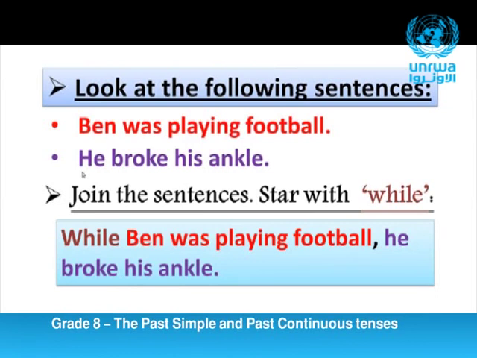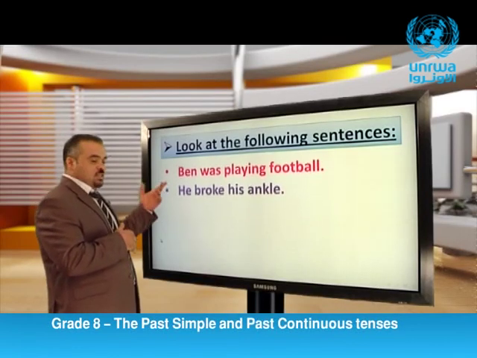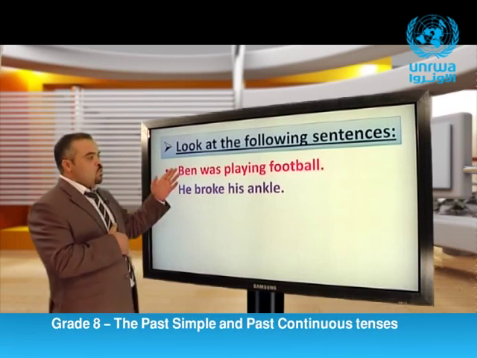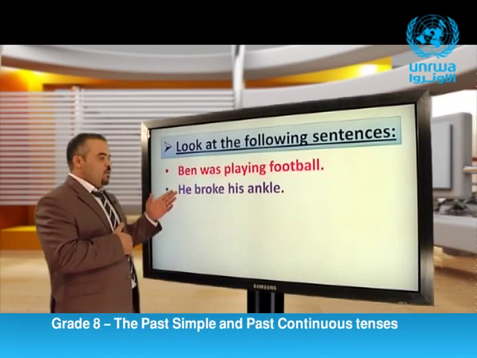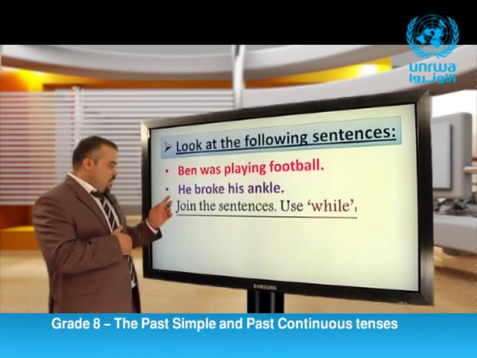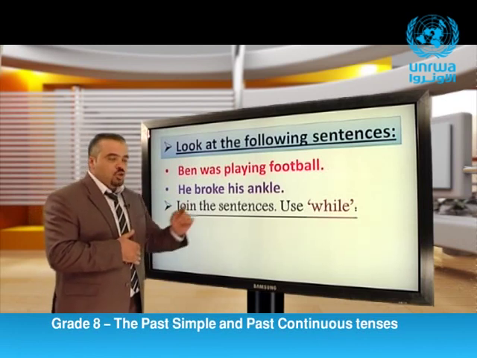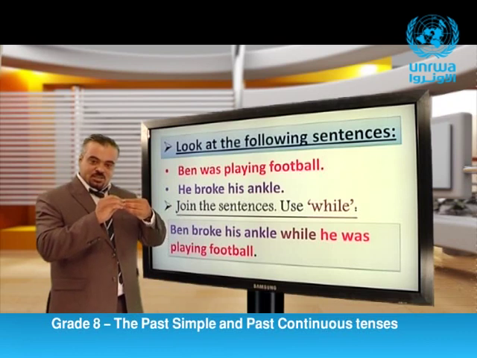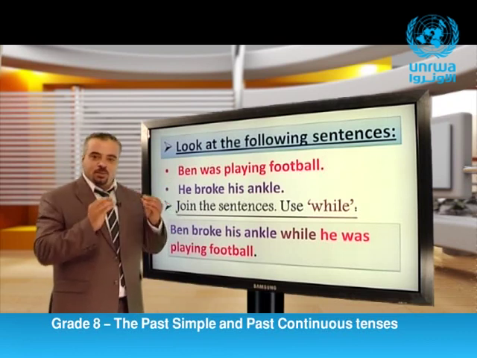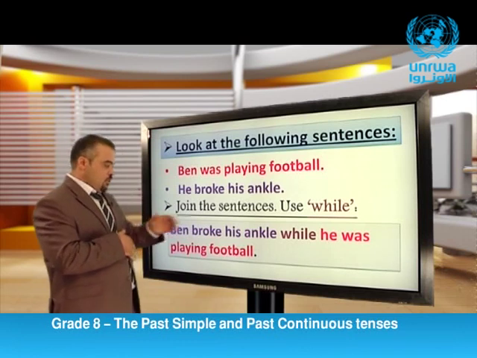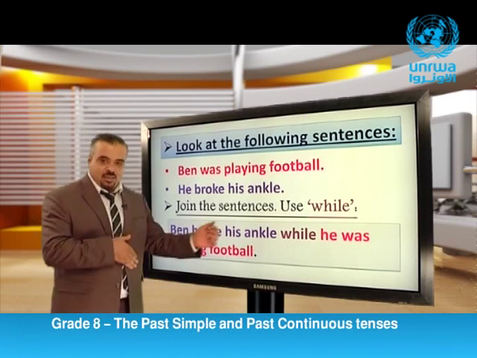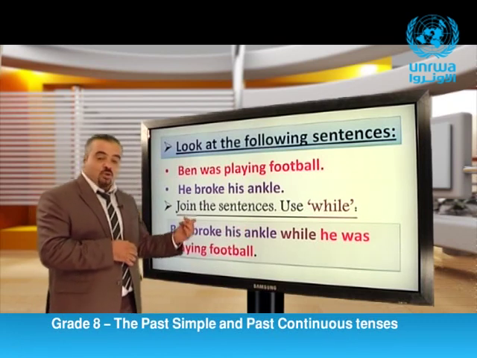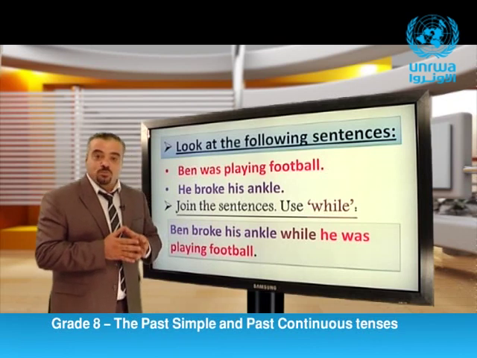Okay, now let's see the sentences in a different shape. Ben was playing football. He broke his ankle. Join the sentences. Use while. We are going to use while to join the sentences. Look, Ben broke his ankle while he was playing football.